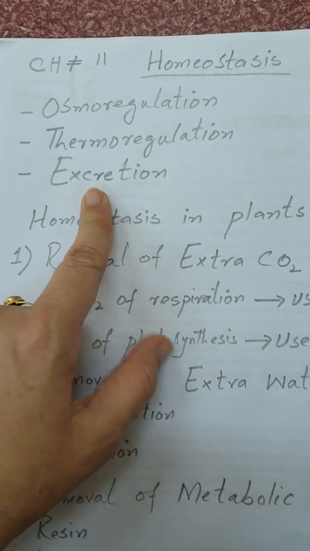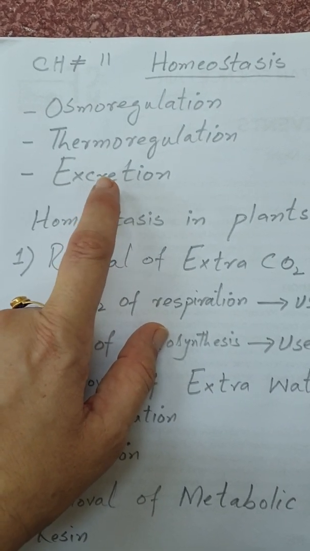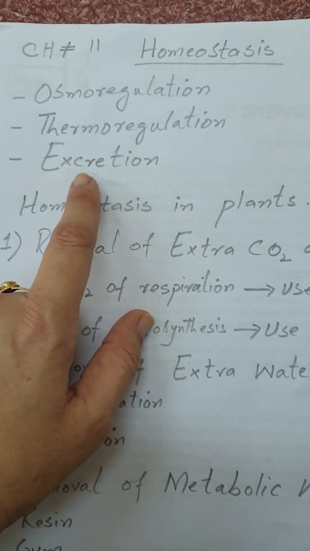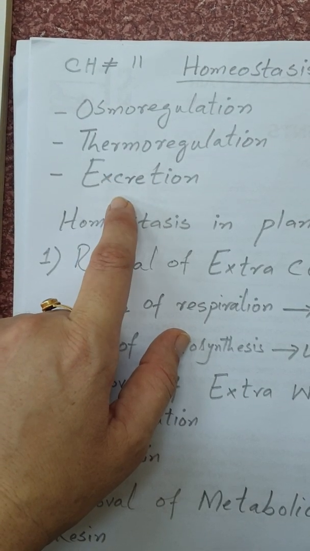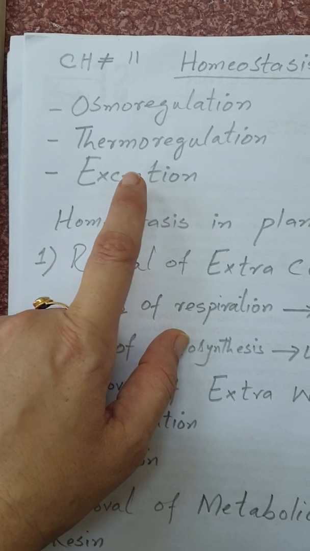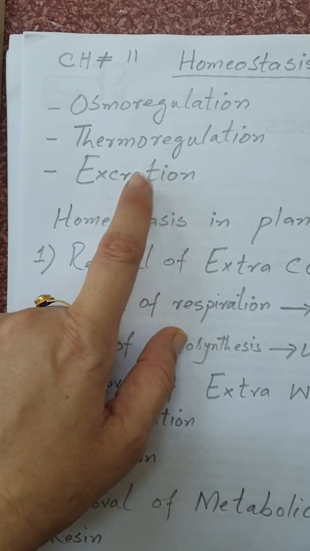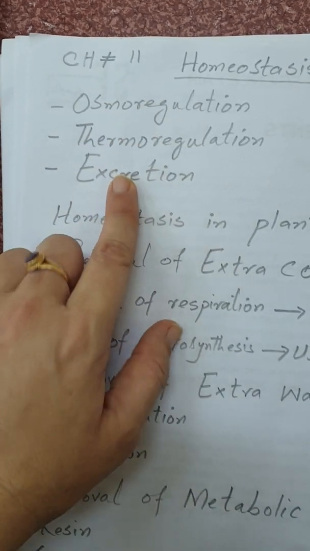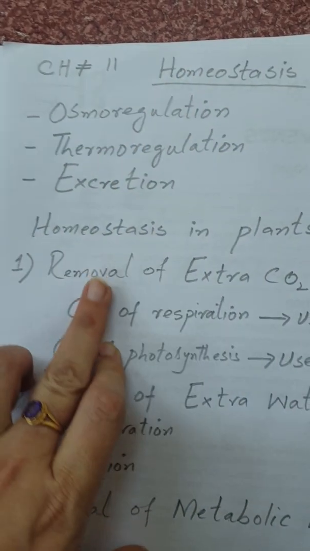Excretion, the removal of metabolic waste. When metabolism occurs inside the body, different chemical reactions occur, producing many byproducts and extra products which may be toxic or harmful sometimes, and they need to be excreted from the body. This process is known as excretion, which is also a self-balancing system. So all these three phenomena come under homeostasis.